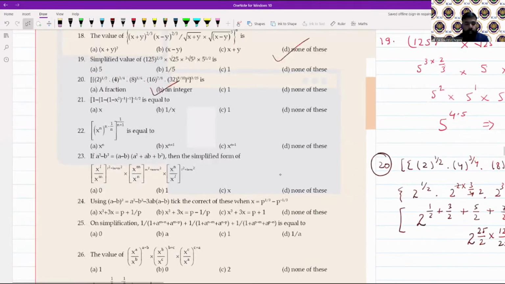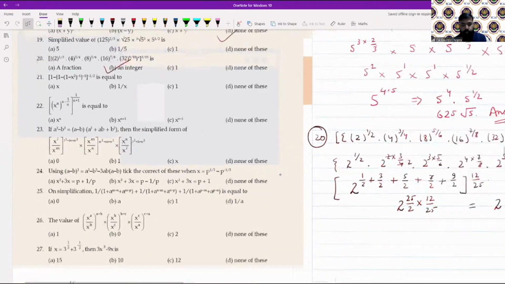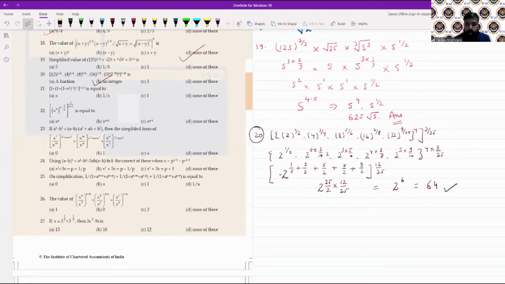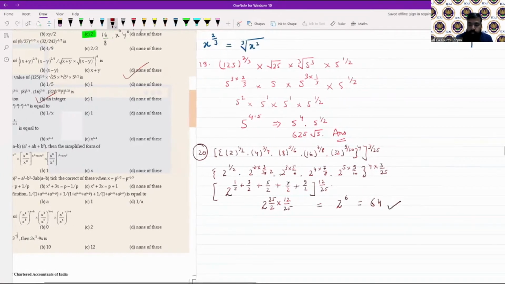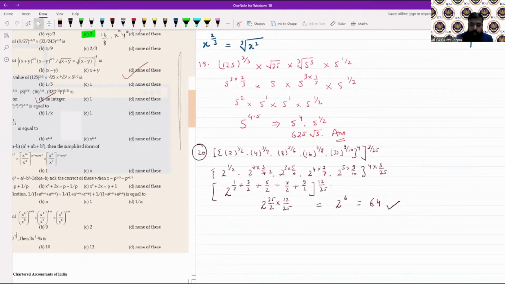So this was the 20th question. Now next is the 21st. So let us try question number 21 also. So let's make some space again to solve.